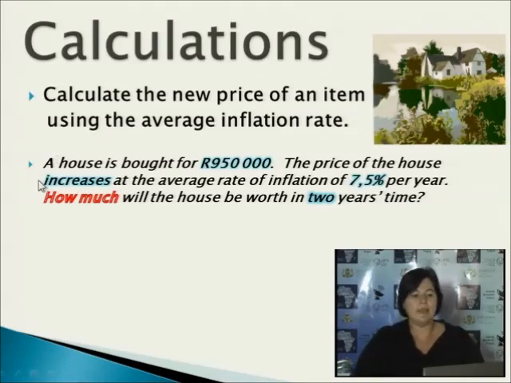It says, a house is bought for 950,000 rand. The price of the house increases at an average rate of inflation of 7.5% per year. How much will this house be worth in 2 years' time?